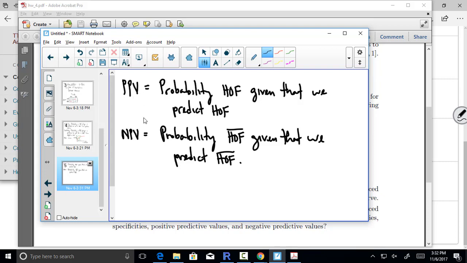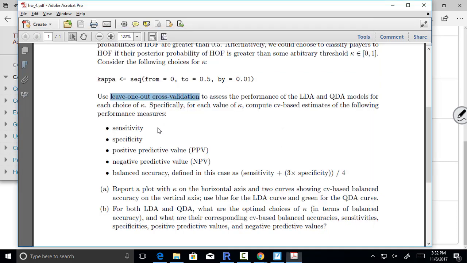Computing PPV and NPV is just as easy as computing sensitivity and specificity. Once you've got your code written and have cross-validation running, those are real easy. All four of those are easy to compute. And then this fifth accuracy measure is something I've seen in research talks recently as a single number summary of accuracy. It's called balanced accuracy.